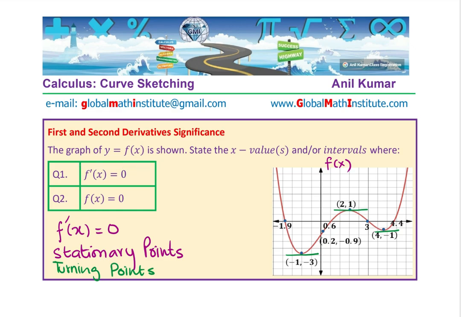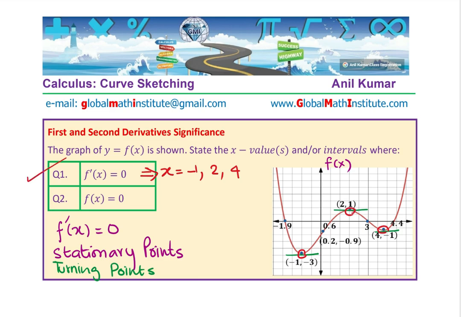And therefore, I can write this answer as at x values. This is not an interval; this is a particular point. So starting from the left, we have x equals -1, which is right there, then x equals 2, and then x equals 4. So at these points, we have horizontal tangents. That means the gradient is 0, or the first derivative is 0. Perfect. So we have answered the first question.